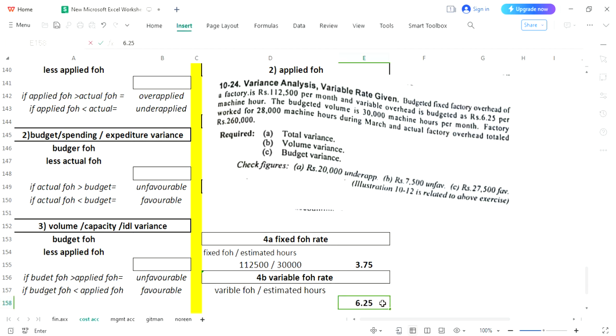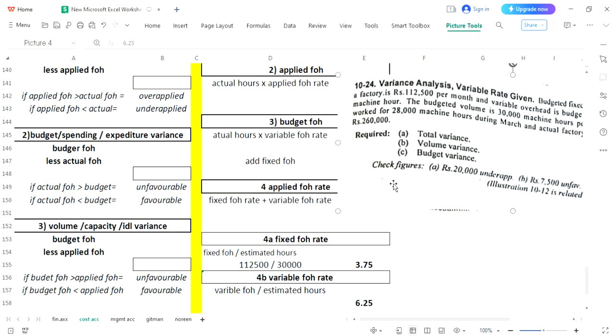As you can see, we have mentioned the formula. Variable FH was meant to be divided by estimated hours. But since this variable FH rate is already given, we do not need to divide it. A direct rate has been provided to us. Alright. Then we will go to the next step.